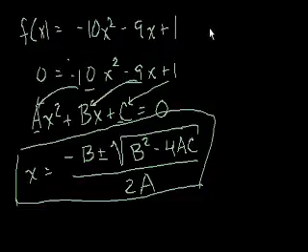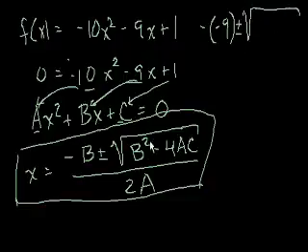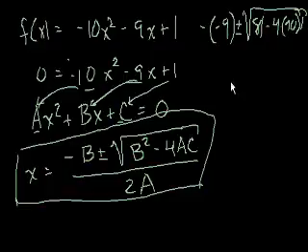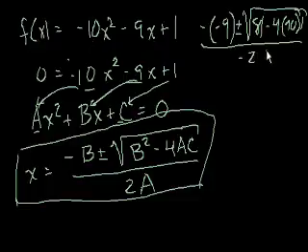So if b is negative 9, then we have negative negative 9 plus or minus the square root of negative 9 squared, well, that's 81, minus 4 times a, which is minus 10, times c, which is 1. I know this is messy, but hopefully you're understanding it. And all of that over 2 times a. Well, a is minus 10, so 2 times a is minus 20.